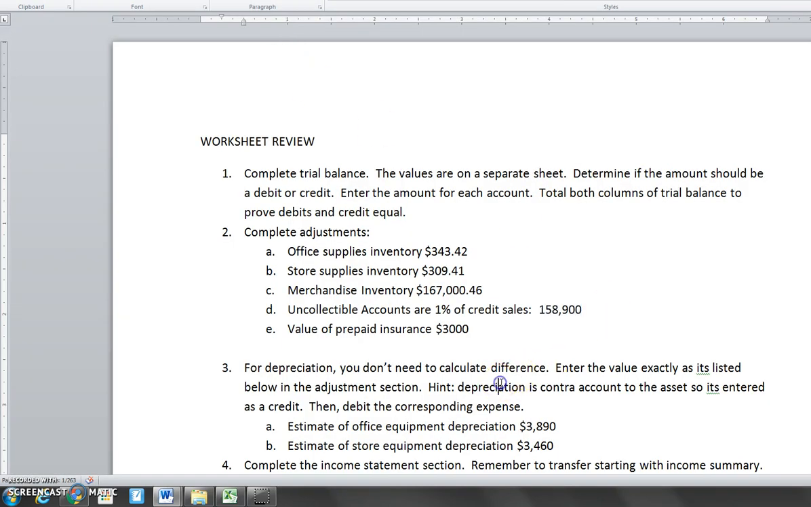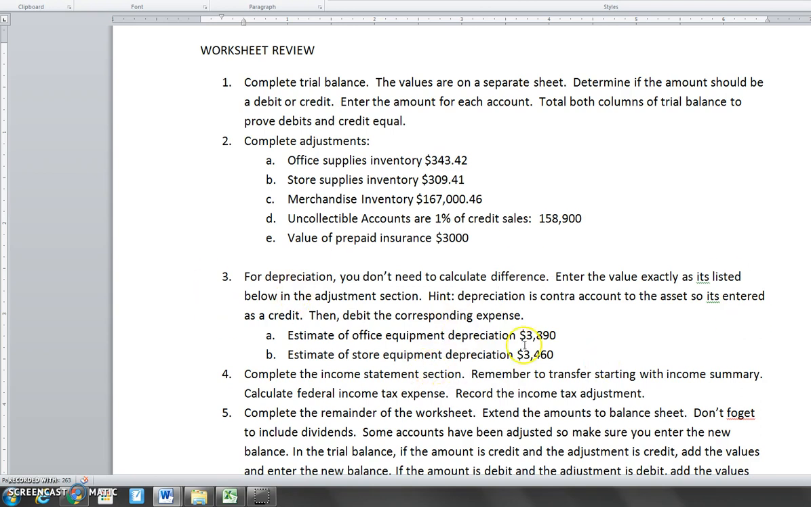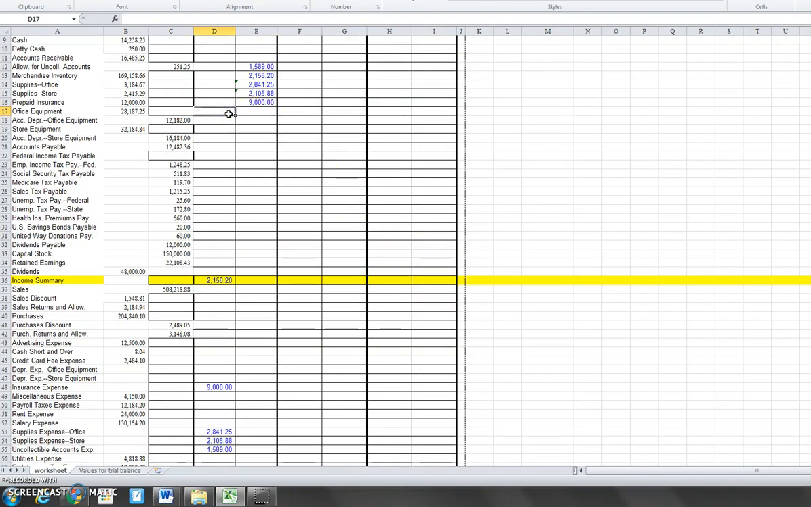Depreciation. You don't have to do any calculations. Enter the value exactly as it's listed. So $3,890 for office. So depreciation again is a credit. $3,890 for office. For store, $3,460. Again, find the corresponding expense. So go all the way down. Depreciation office. Match it up. Depreciation for store. And match it up.